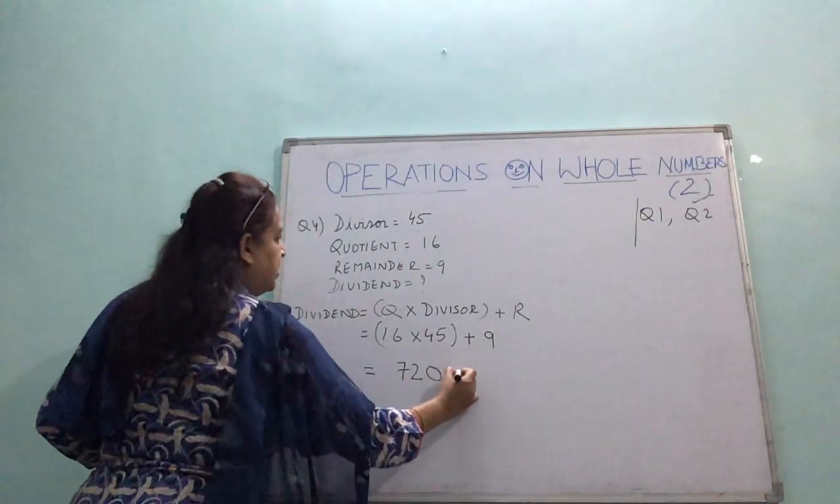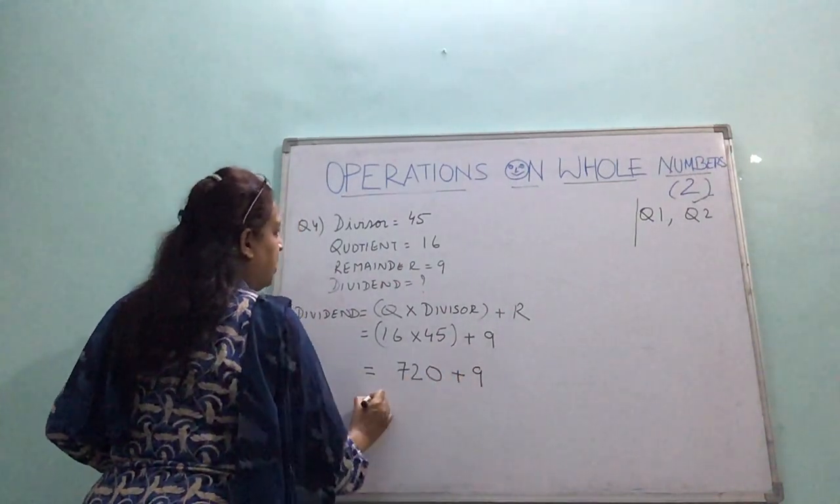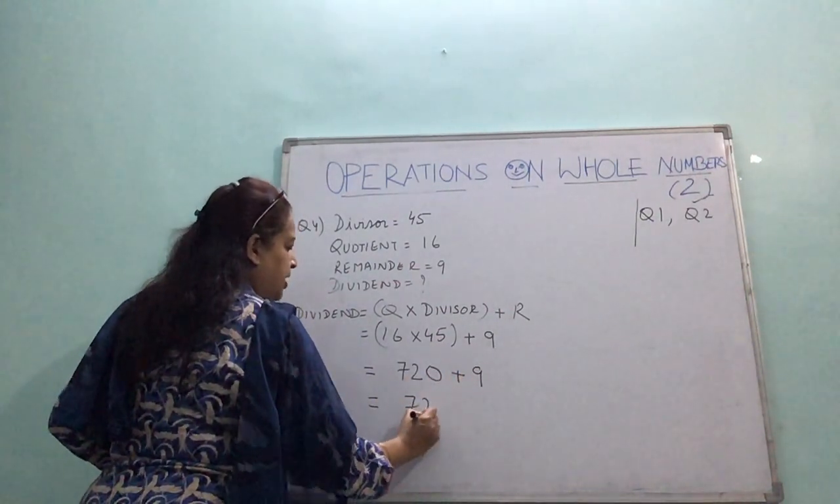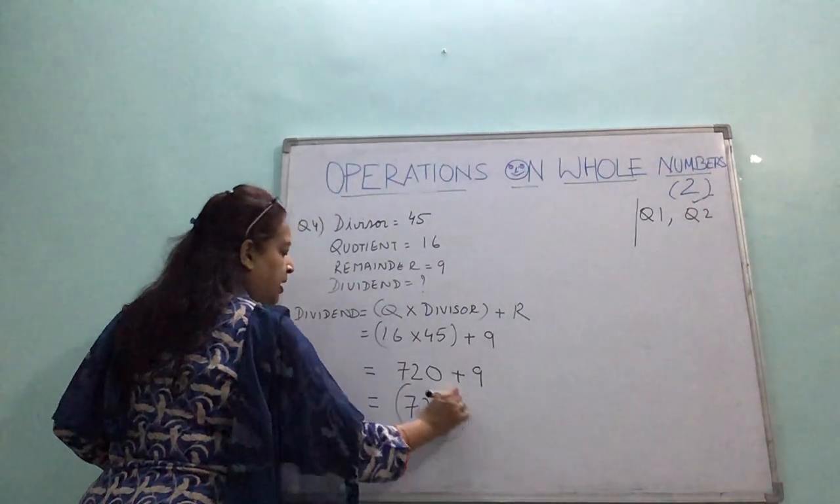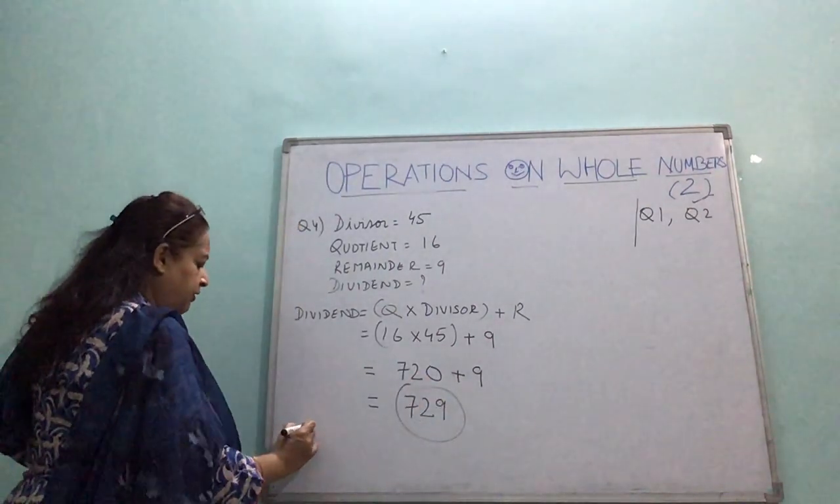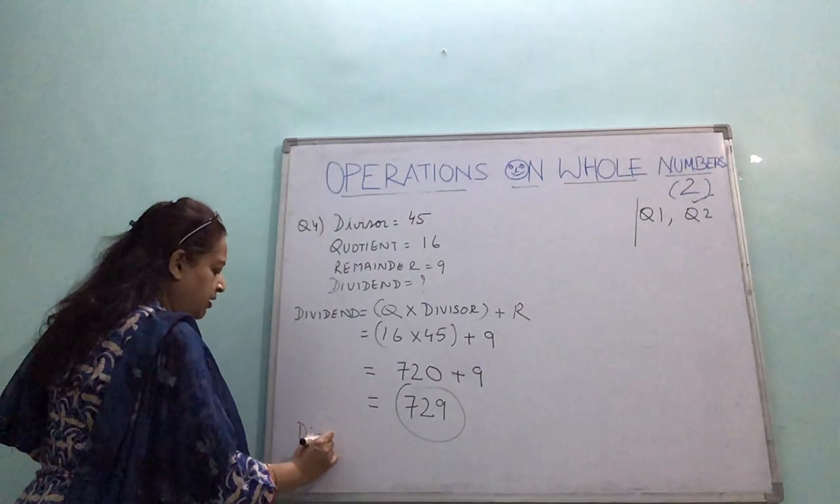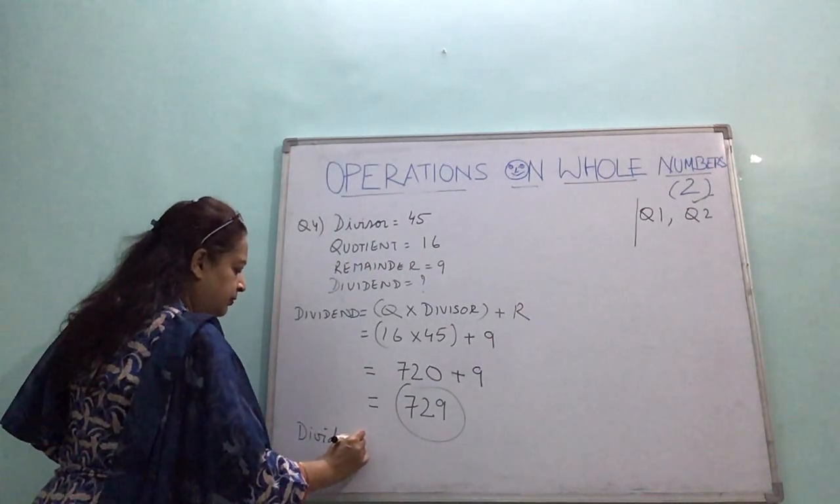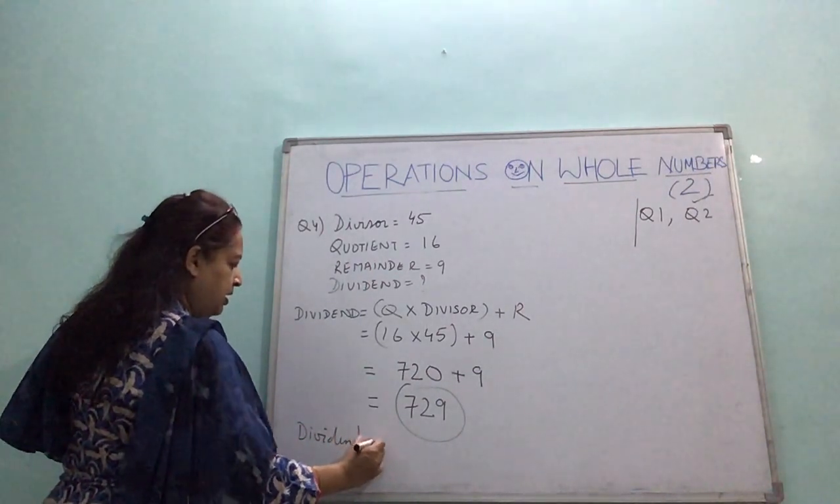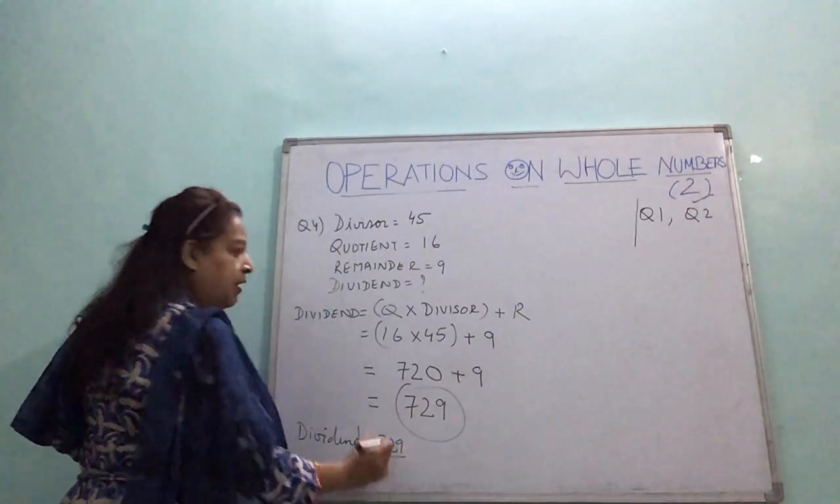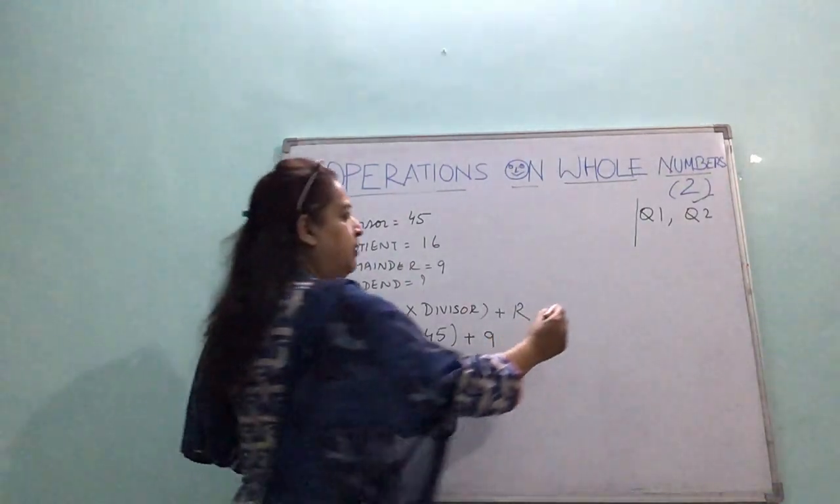Yes, plus 9. So what do you get? 729. So what is that number? What is that dividend, children? Dividend 729. We can always check our work.